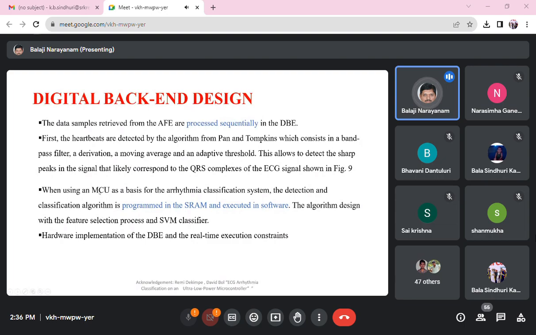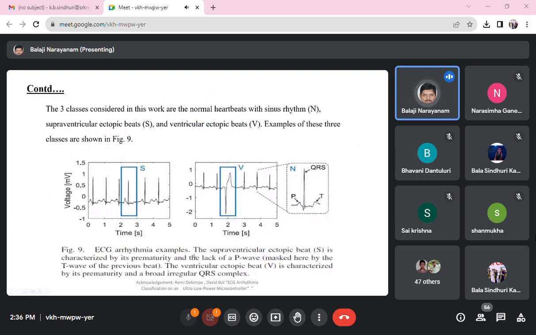When we use a microcontroller unit, an MCU, as the basis for an arrhythmia classification system, the detection and classification algorithm is programmed in the SRAM and executed in software. Instead of the microcontroller unit, as I said, we can also have an FPGA. The algorithm is designed with the feature selection process and the SVM classifier, support vector machine, with hardware implementation of the DBE and the real-time execution constraints.